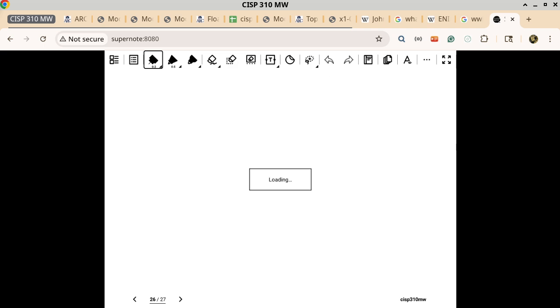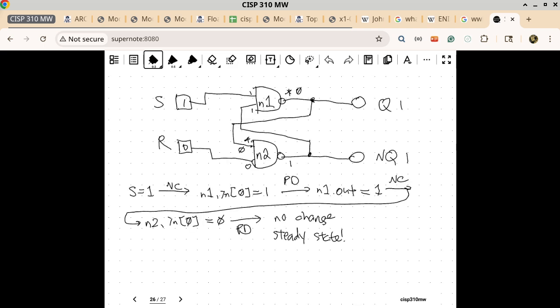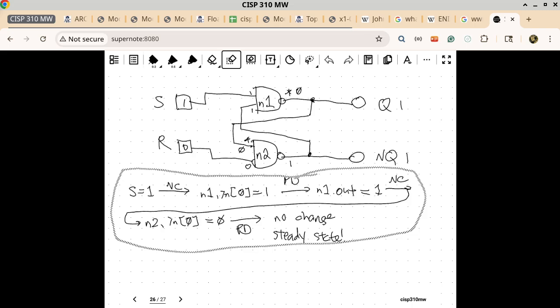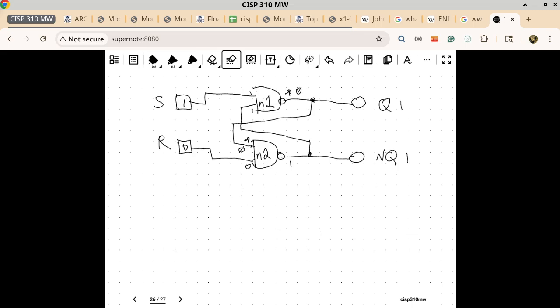All right, we're going to do one more thing. The next thing we're going to do is circle this part, get rid of it, and then change R to a 1 too. So then we go like R, oops, there we go.